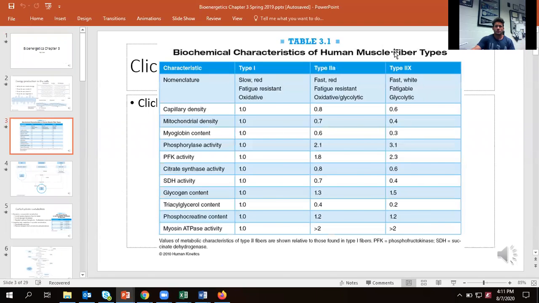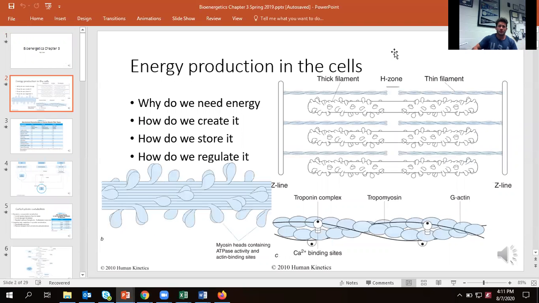First and foremost, we produce energy in our cells. Why do we need energy? Because it turns out we like to perform work, and work requires some type of energy to allow us to perform it. And this is going to be typically done by ATP, the universal energy carrier in the cell.